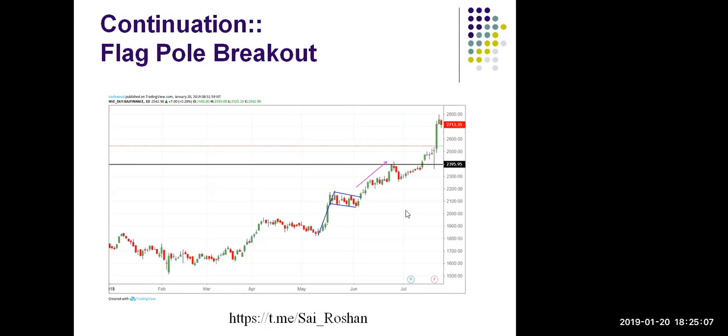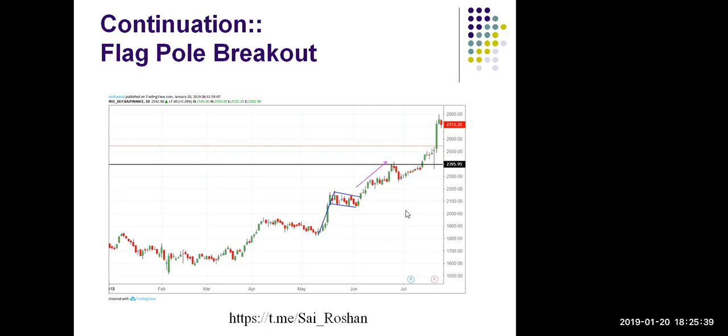And once it starts running again, what should be the target? The target should be the length of the pole. So at least you expect it to give you the length of the pole as a target on the upper side always. Now you can see that it would have given here 1800 to 2000 or 2100, 300 points. So once it breaks around 2100, it went all the way till 2400. So it gave you 300 points. Clear? I'm talking about the topmost candle of the uptrend.